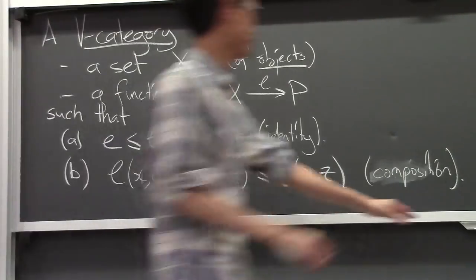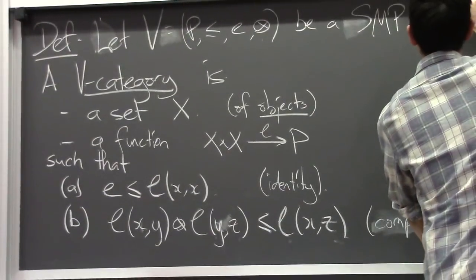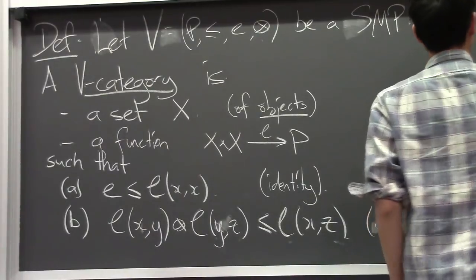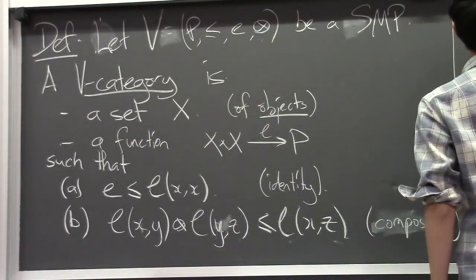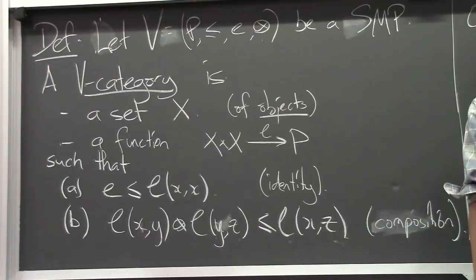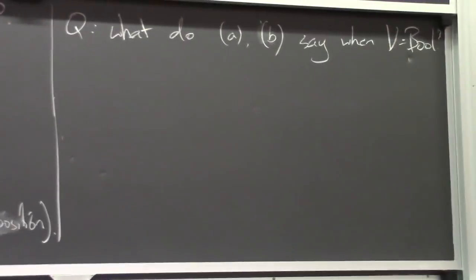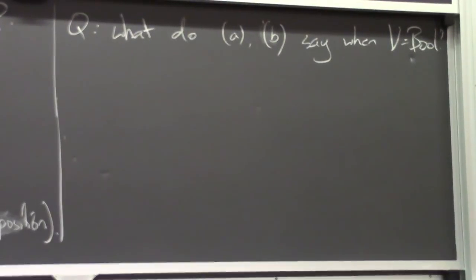So, question: what do A and B say when V is equal, let's take a few minutes to discuss that, whoever's around.